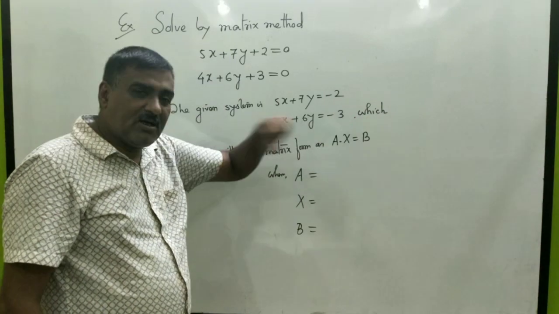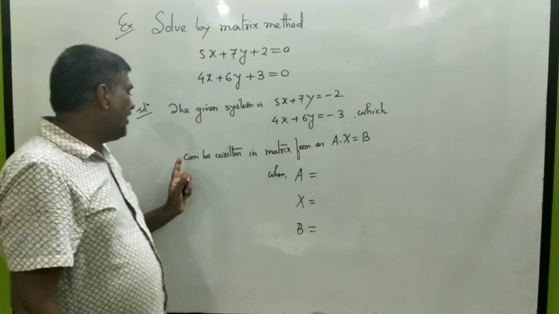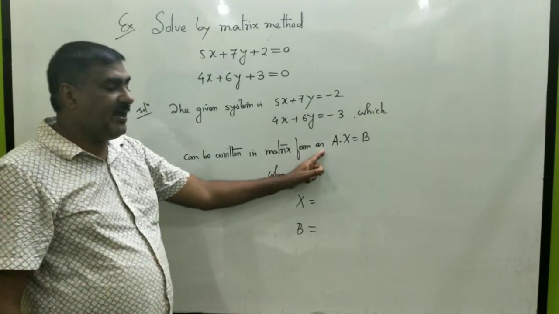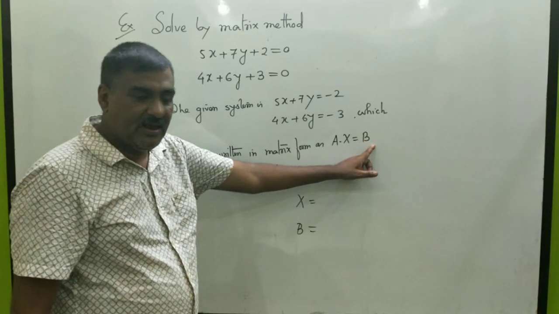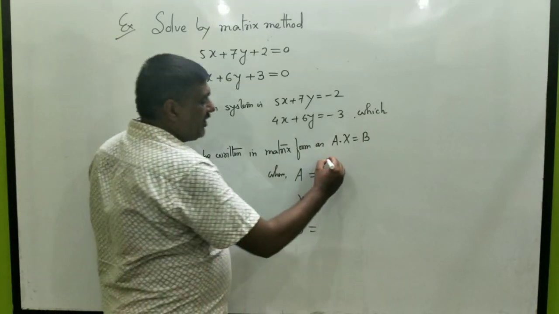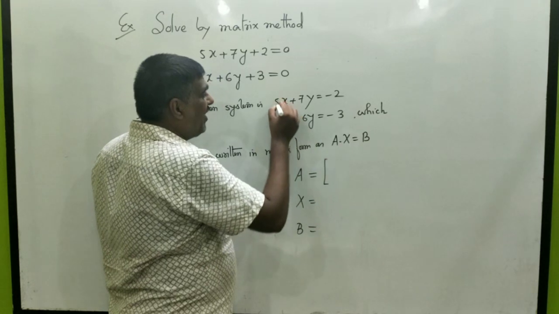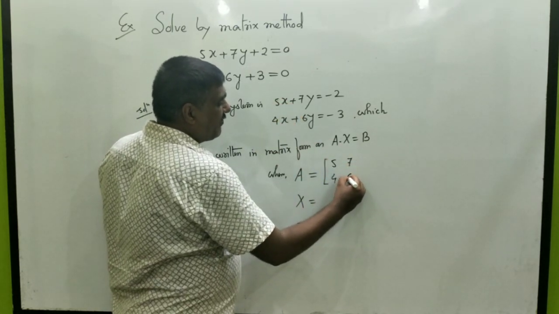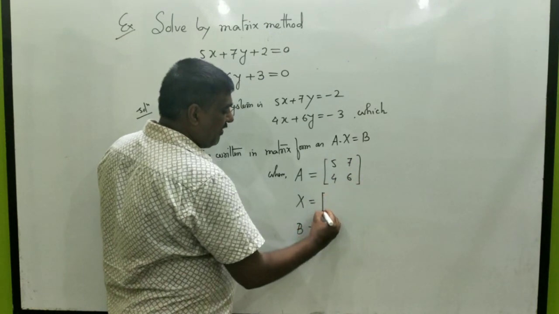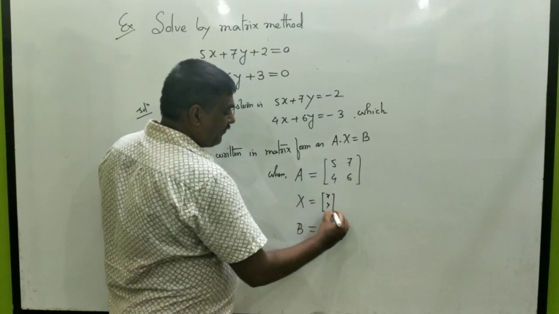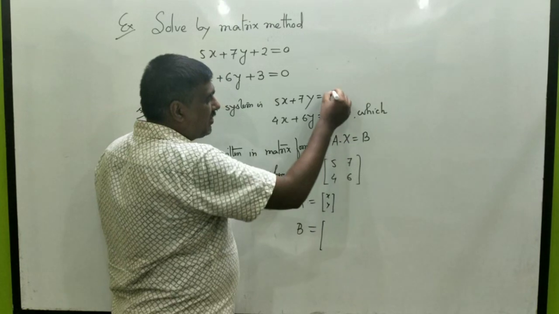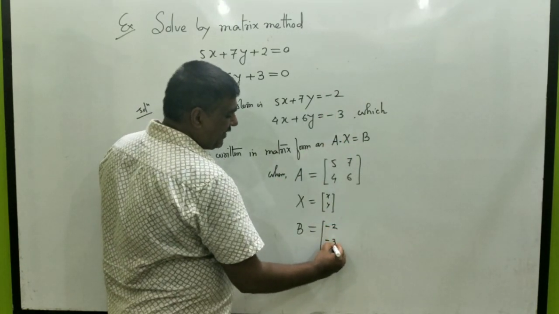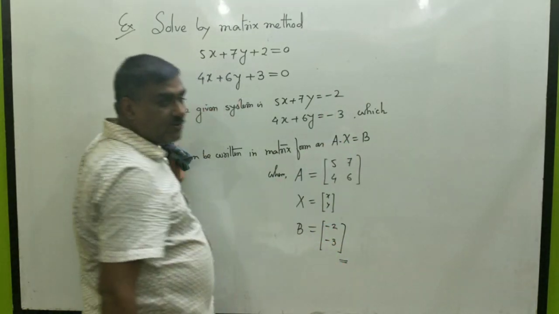हाँ? अब इसको कहाँ पे कन्वर्ट करना है, मैट्रिक्स, which can be written in matrix form as ax equals to b, where a is what, coefficient of x column wise, बोलो 5 4, y का coefficient 7 6, x means variable x y, and b means what, constant -2 and -3. Clear? तो ax equals to b.